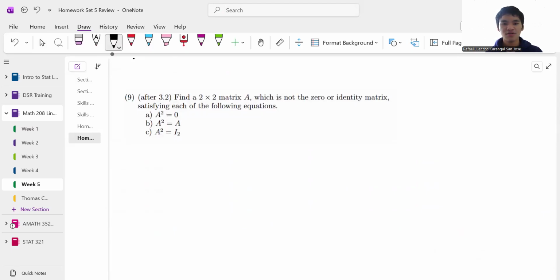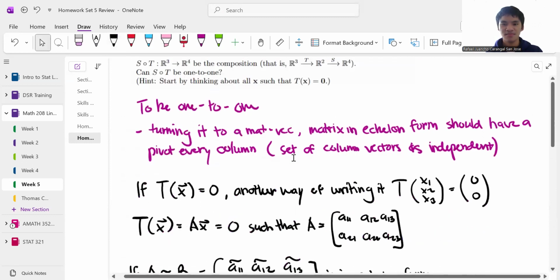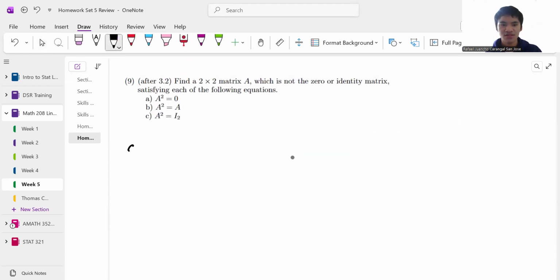Okay, here we find a 2 by 2 matrix A, not zero nor identity, satisfying each of the following equations. A squared equals zero. So that's after 3.2, after we get this idea of matrix algebra. So let's try it out. Well, A squared, if we want this to be a zero and it's not identity, we have to multiply two matrices together that would give a zero matrix.